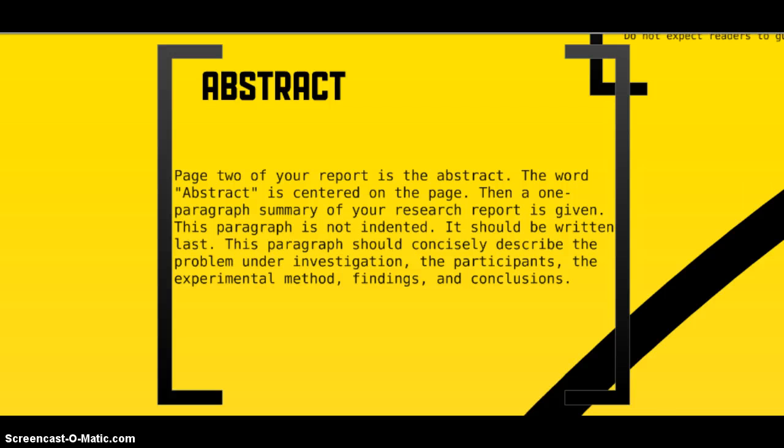So the abstract, even though it comes first after the title page, you actually should write it last. I described the abstract as like the back cover of a book that you wanted to read. So you're going to give a summary of the most important findings in your research study. You should give maybe a sentence for each of the other sections of your paper: a sentence for the intro, method, results, discussion.